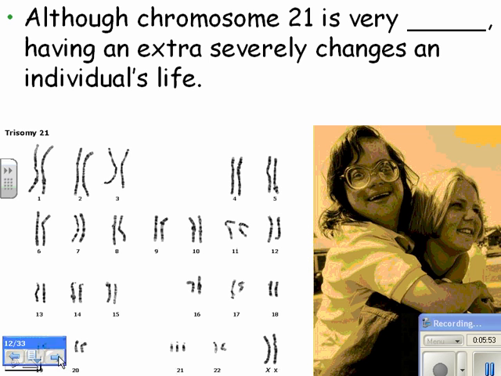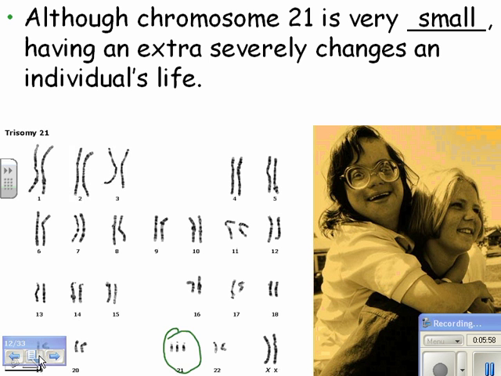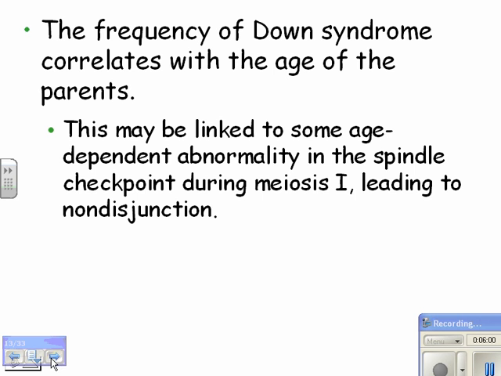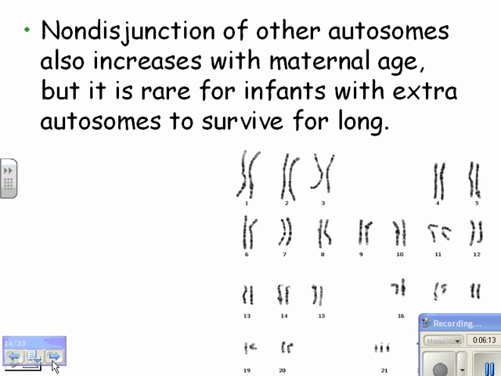So although chromosome 21 is very small, tiny, right? Having an extra one severely changes an individual's life. The frequency of Down syndrome correlates with the age of the parents. This may be linked to some age-dependent abnormality in the spindle checkpoint during meiosis 1, leading to nondisjunction. In other words, when you get old, it's hard to separate your chromosomes the right way.